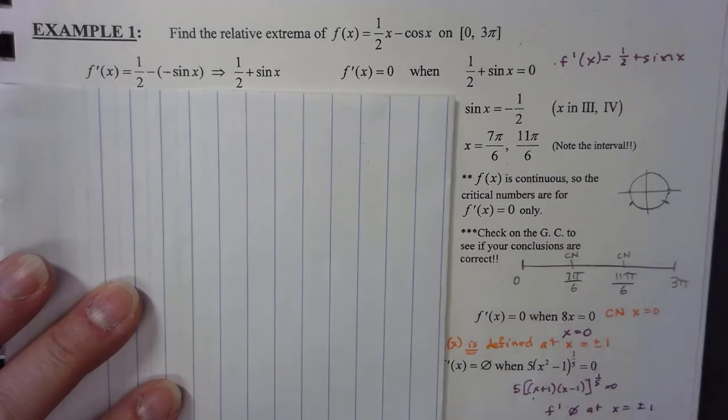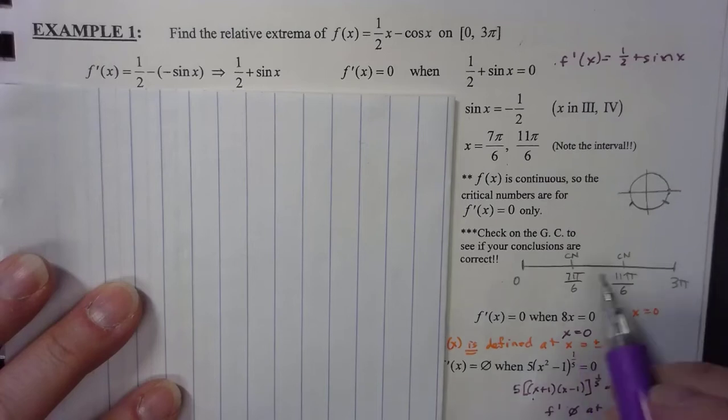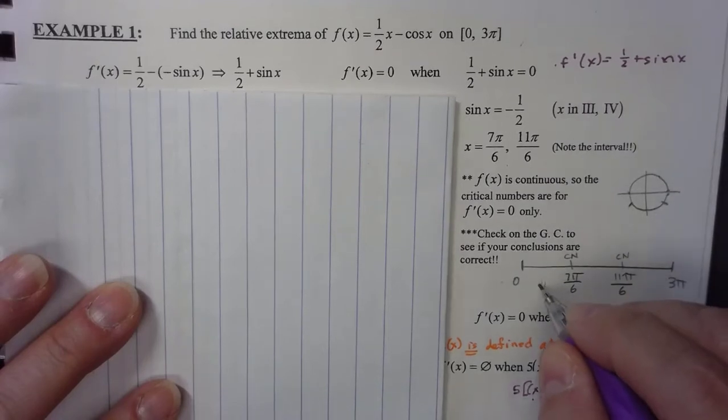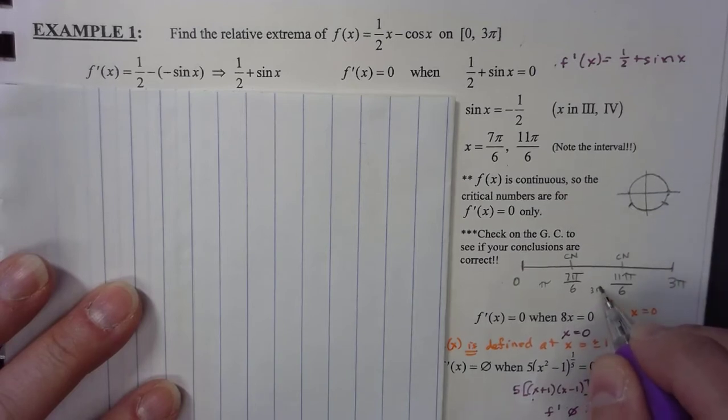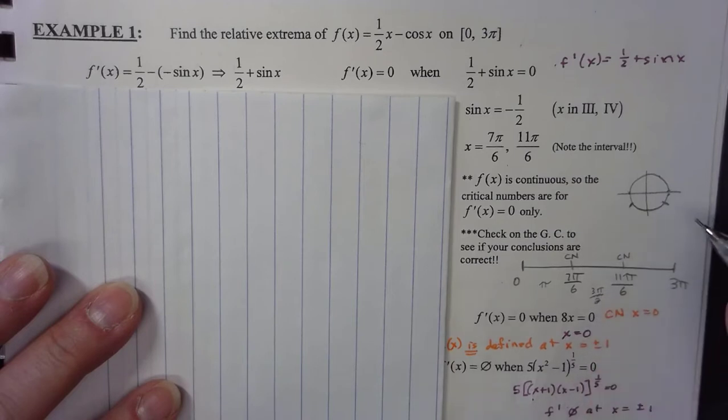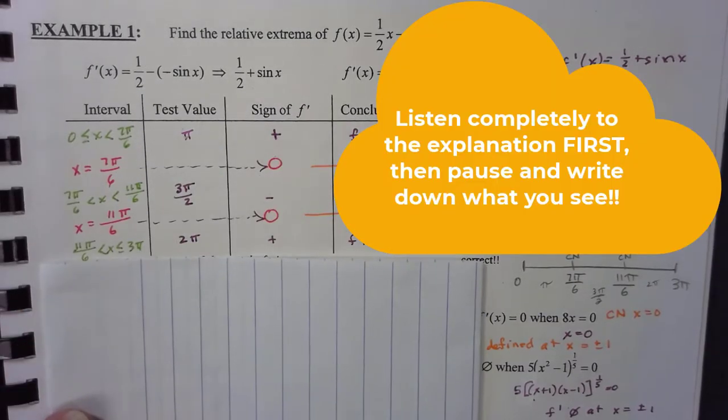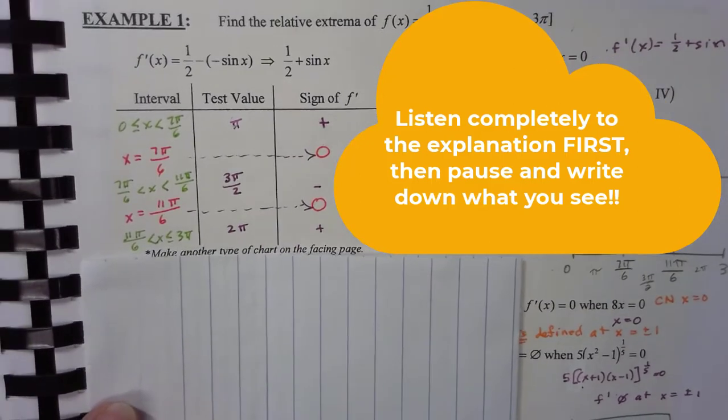So we want to pick a nice number in the interval of 0 to 7 pi over 6. Wouldn't pi be a nice number to try? And from 7 pi over 6 to 11 pi over 6, wouldn't 3 pi over 2 be a really nice number to try? And then from 11 pi over 6 to 3 pi, why not 2 pi? Okay? And so what we're going to do is there are a couple of ways to look at this.